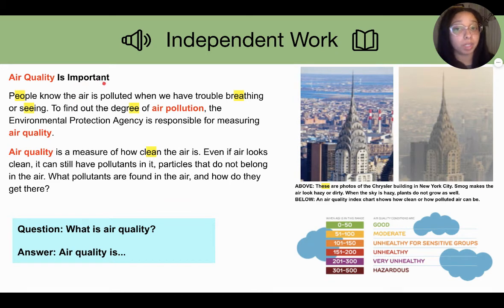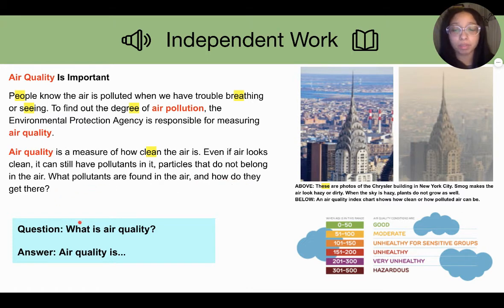Air quality is important. People know that air is polluted when we have trouble breathing or seeing. To find out the degree of air pollution, the Environmental Protection Agency is responsible for measuring air quality. Air quality is a measure of how clean the air is. Even if air looks clean, it can still have pollutants in it, particles that do not belong in the air. What pollutants are found in the air, and how do they get there?